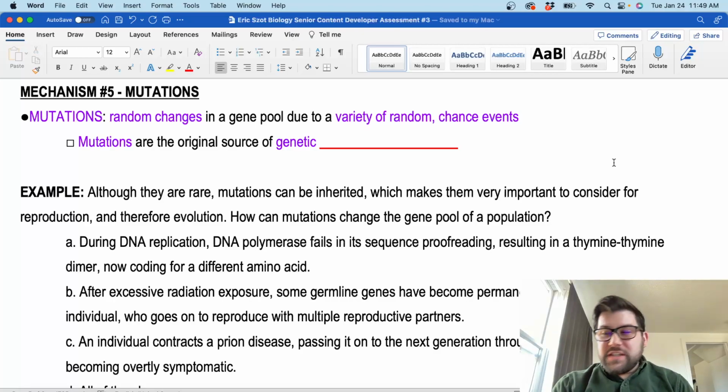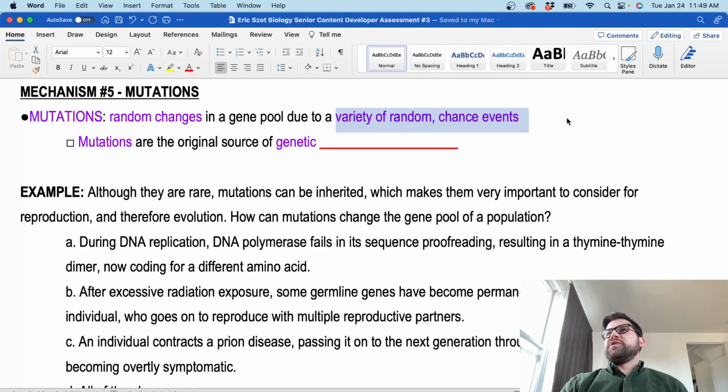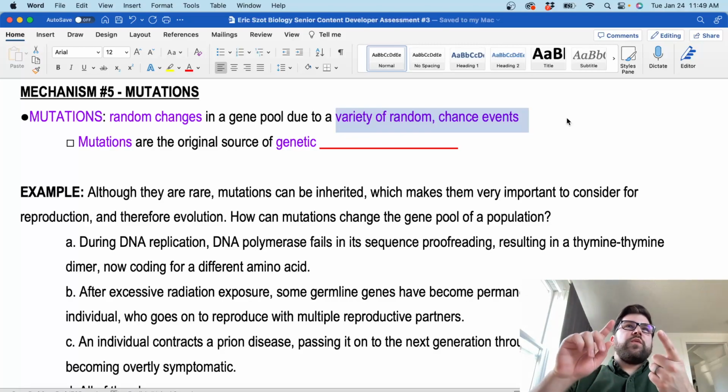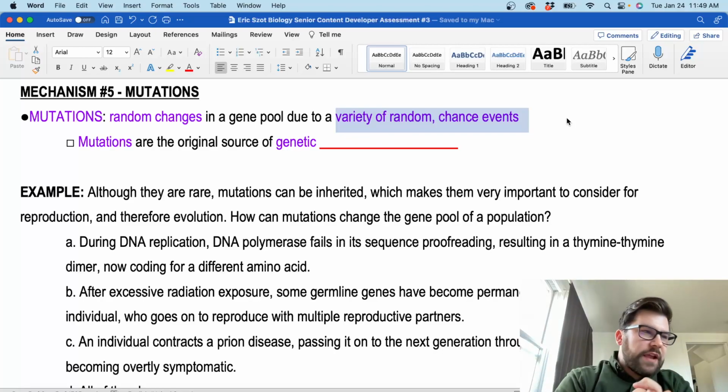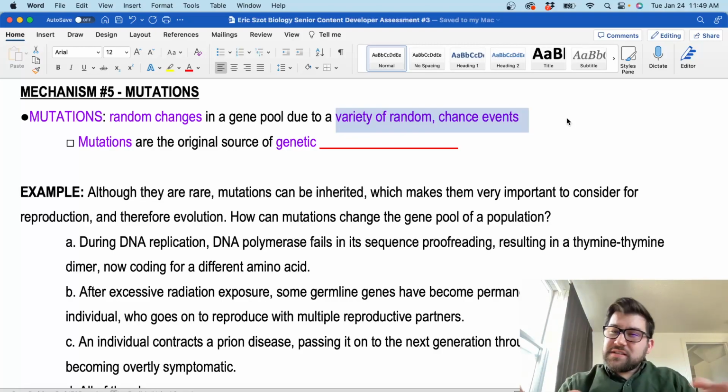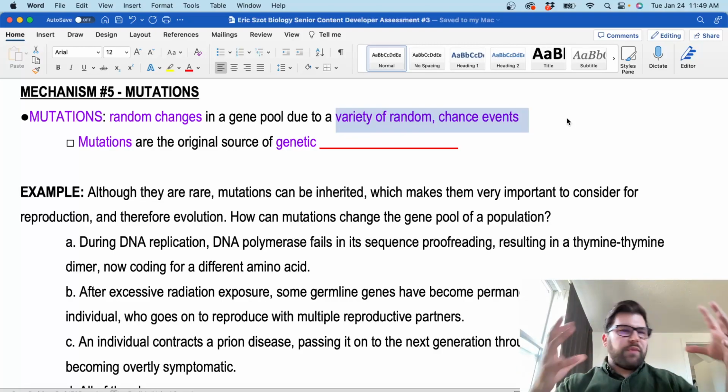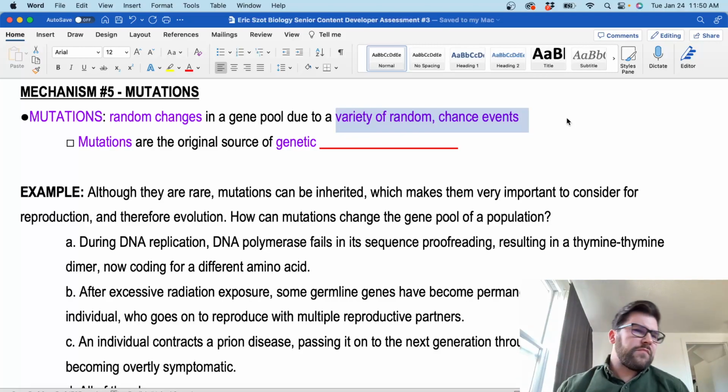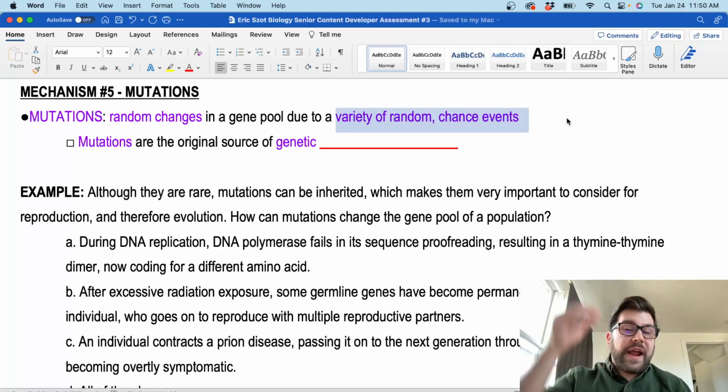So when we look at mutations, hopefully you've heard these before coming up in genetics. Mutations, by definition, are really any random change in a gene and anything that's genetic info based, any kind of genetic molecule. So that's changing the gene pool, and this could be due to a variety of random chance events. We could see mutations occurring within multiple processes: in DNA replication, in protein synthesis, in mitosis and meiosis, especially with whole chromosomes or parts of chromosomes. We really see mutations occurring in a variety of ways.